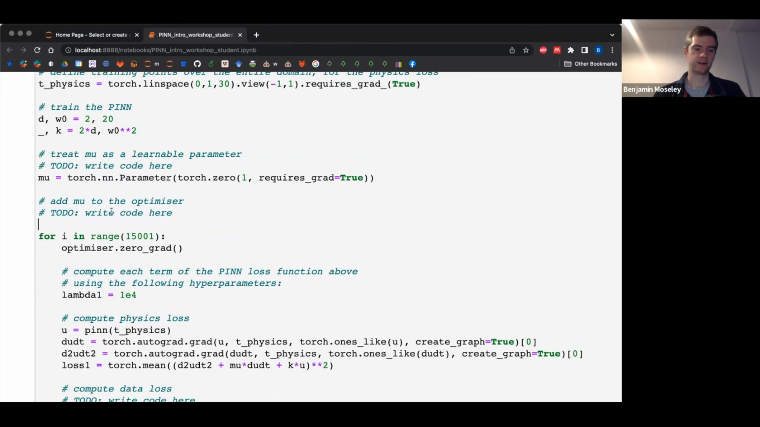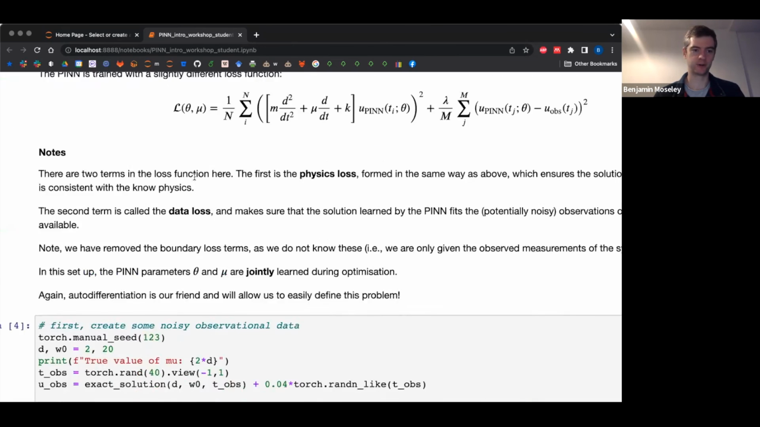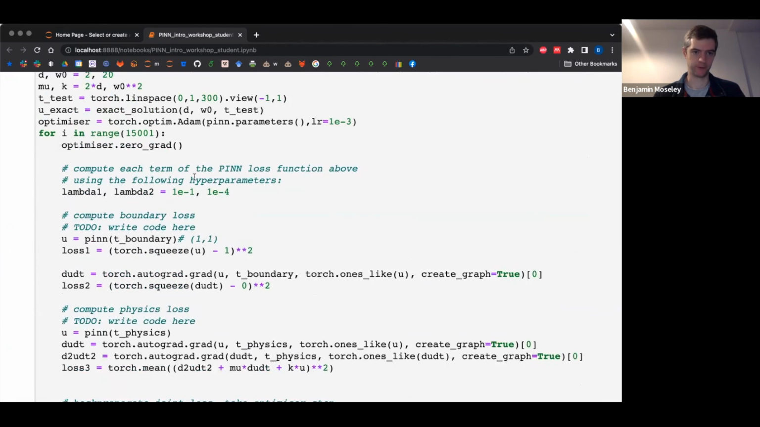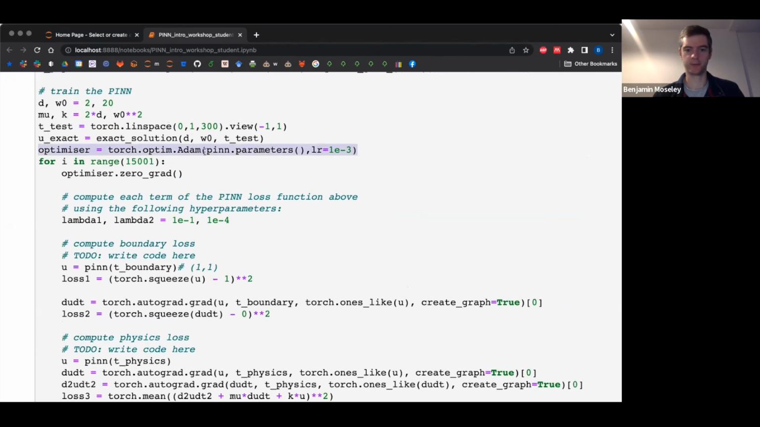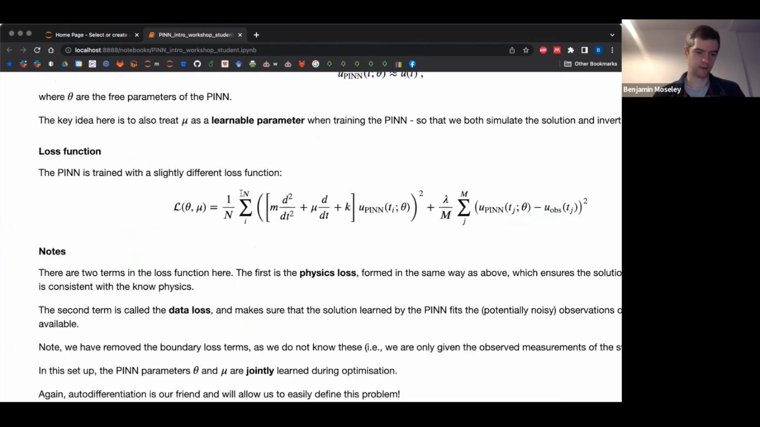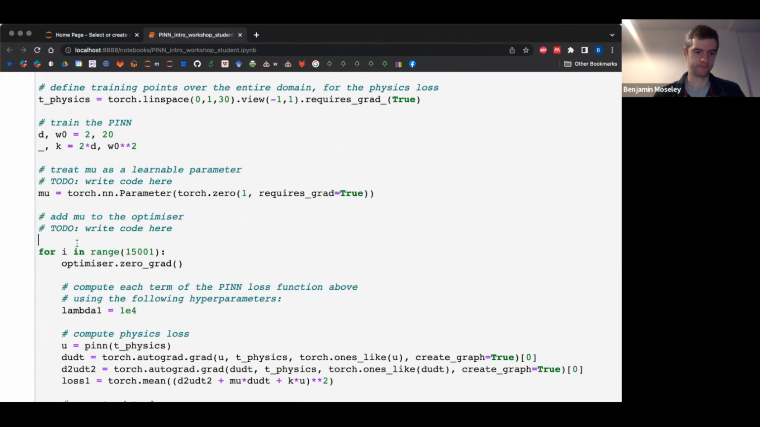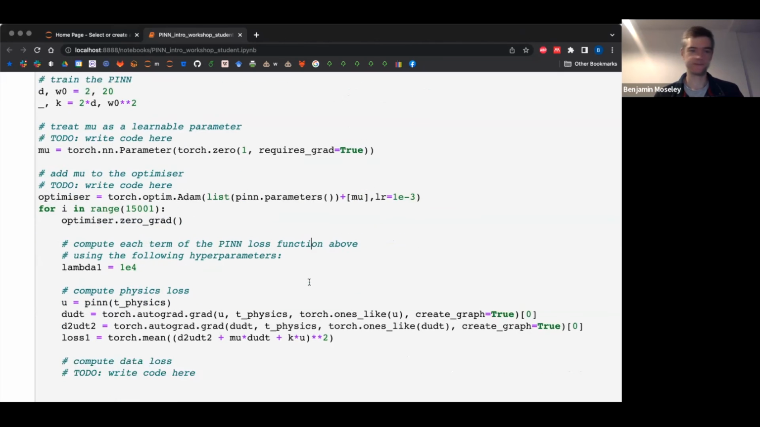Another thing we need to do is define our optimizer. Before, we just gave the optimizer the PINN's parameters, as in the code from the first part. What we need to do here is also give it mu as a parameter that the optimizer is going to change. This is a generator that we turn into a list, and we add mu to that list as well. This makes sure that the optimizer updates mu alongside the parameters simultaneously.